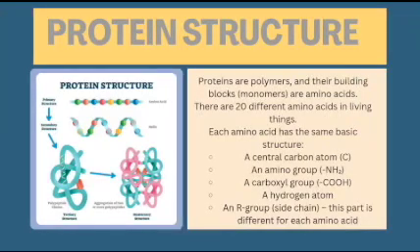Protein structure. Proteins are polymers, and their building blocks are amino acids. There are 20 different amino acids in living things. Each amino acid has the same basic structure: a central carbon atom, an amino group, a carboxyl group, a hydrogen atom, and an R side chain. This part is different for each amino acid.